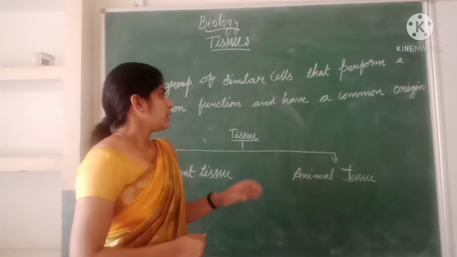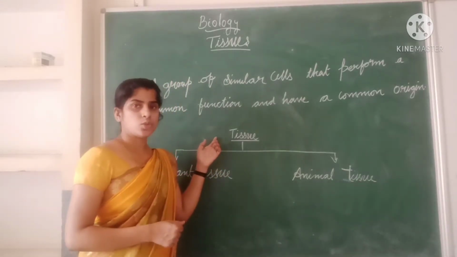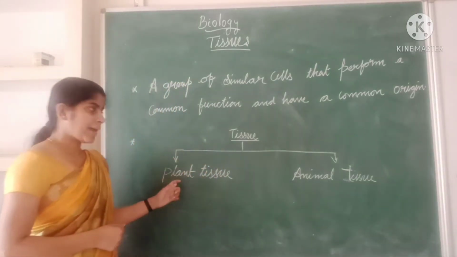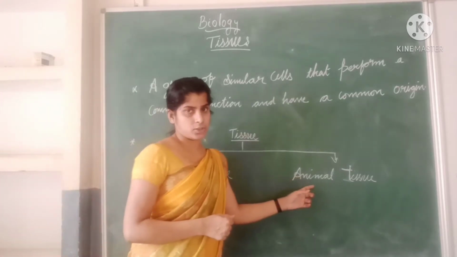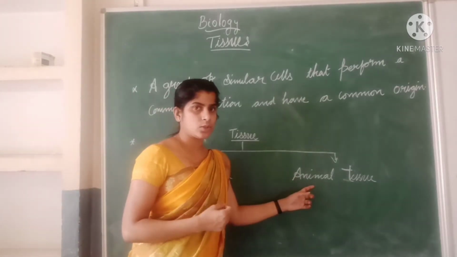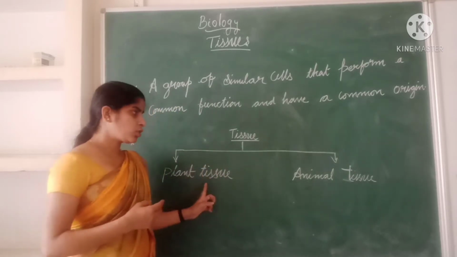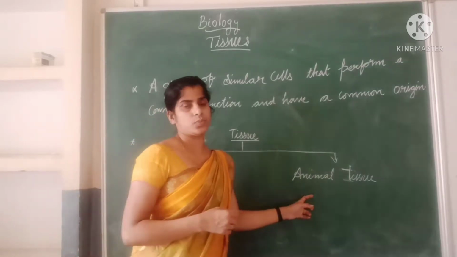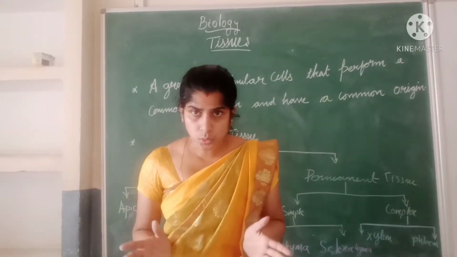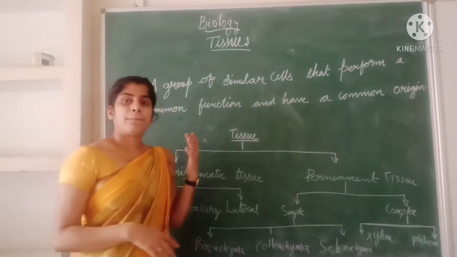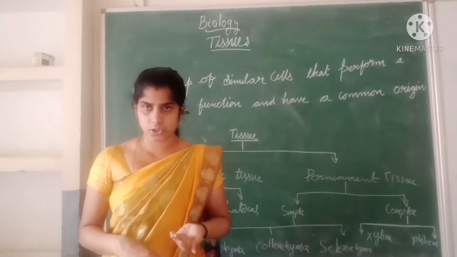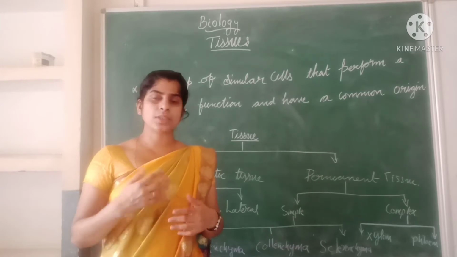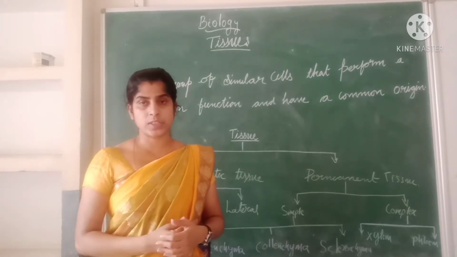And tissues are divided into two: plant tissue and animal tissue. What are the two types? Plant tissue and animal tissue. Okay. So now we are going to discuss plant tissue first.